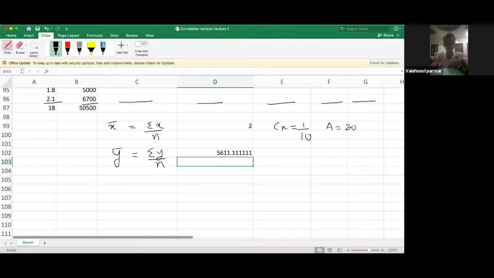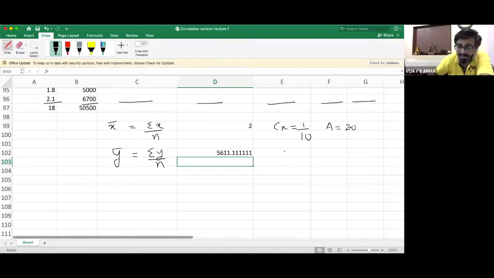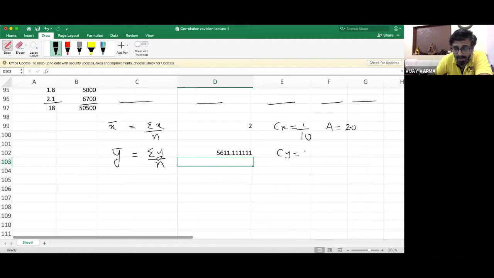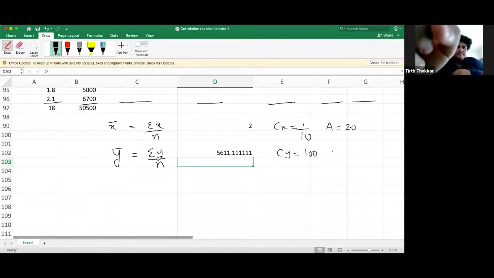Now raise your hand. How will you take assumed mean in case of v? cy is 1 by 100. Tirth Thakkar, what will you take? 5,600. Yes, a multiple of 100. So B we will take as 5,600.